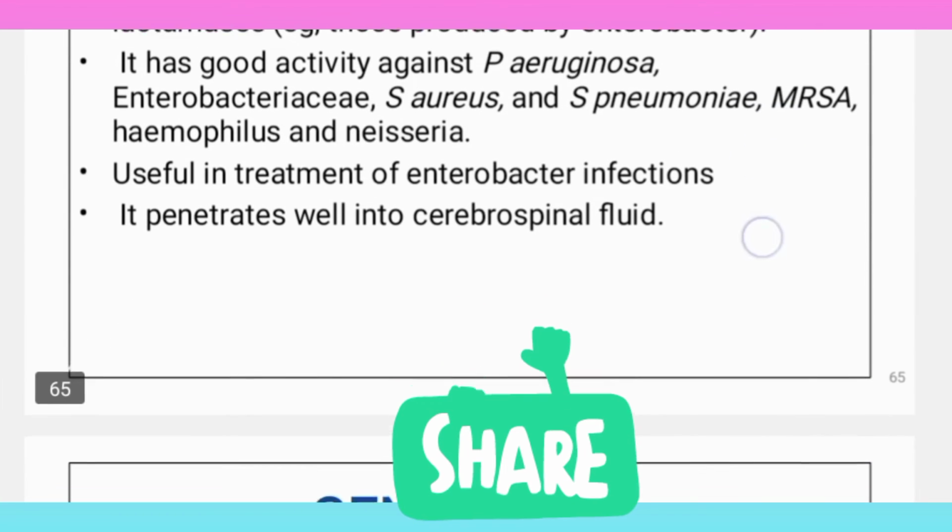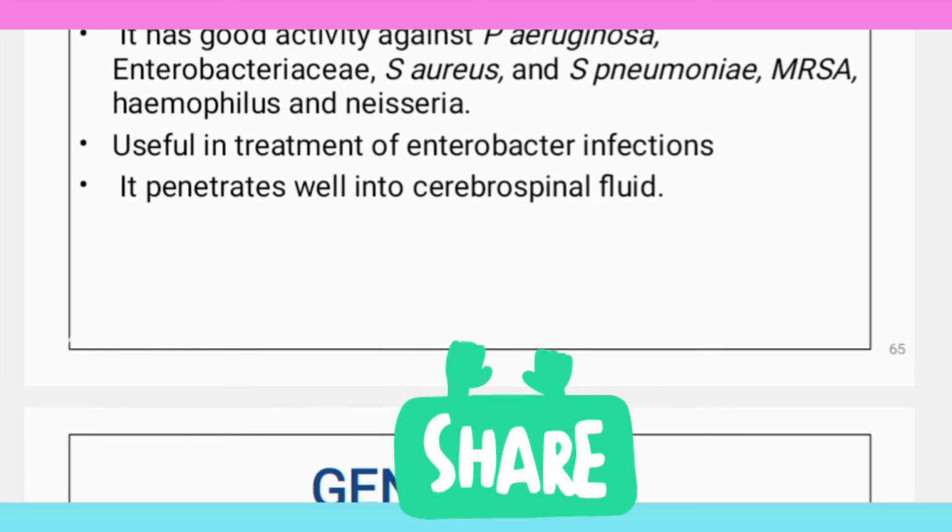For the fourth generation cephalosporins, we have a drug called cefepime. It is more resistant to hydrolysis by chromosomal beta-lactamase produced by Enterobacter. It has good activity against Pseudomonas aeruginosa, Enterobacteriaceae, Staphylococcus aureus, Streptococcus pneumoniae, methicillin-resistant Staphylococcus aureus, Haemophilus, and Neisseria. It is useful in treatment of Enterobacter infections, and it penetrates well into cerebrospinal fluid.